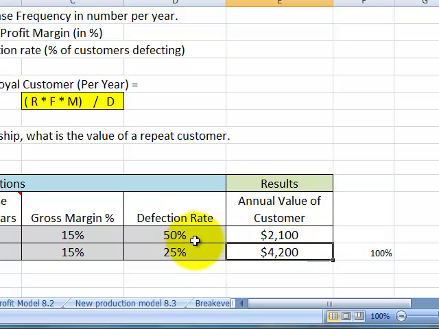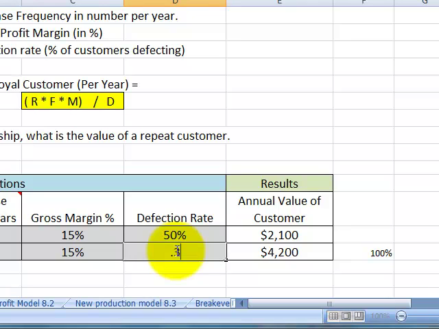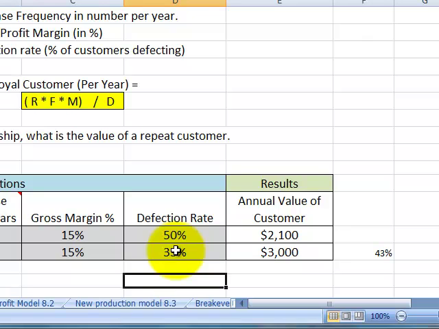So if you can make improvements in your defection rate, i.e. retention of loyal customers, it has a big impact, which you can see in this model, on your earnings potential. Now, over here I just calculated the percent change by taking the ending minus the original divided by the original. And it's kind of fun to play around with this model. We can put in 35% and see what happens.